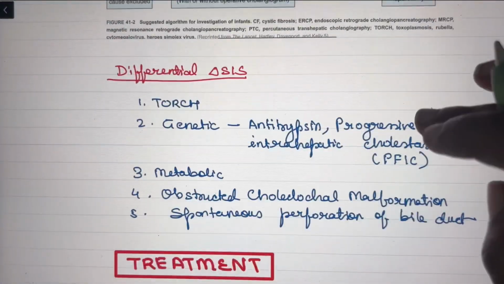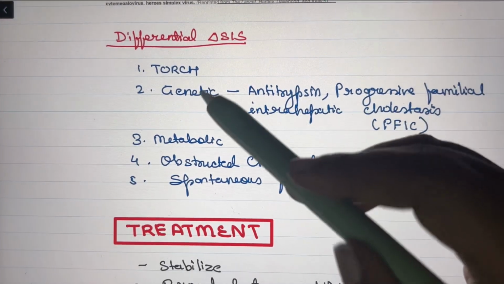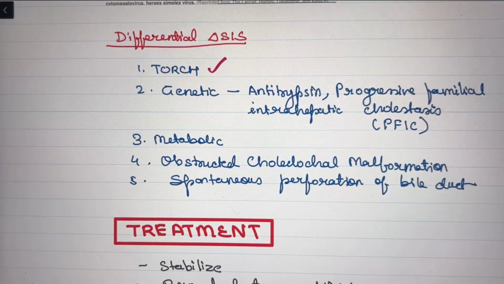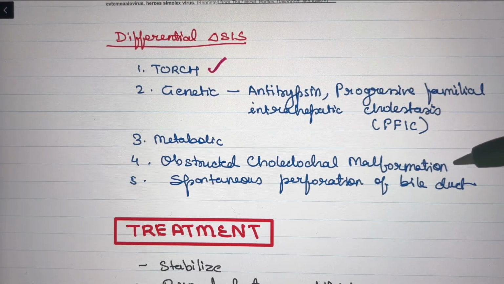Now, what are the differential diagnoses? As I have already told, one is the TORCH infection. There may be genetic abnormalities like alpha-1 antitrypsin deficiency, progressive familial intrahepatic cholestasis may be present, or metabolic disorders, or obstructed choledochal malformations, or spontaneous perforation of the bile duct may also be present, which might mimic biliary atresia.